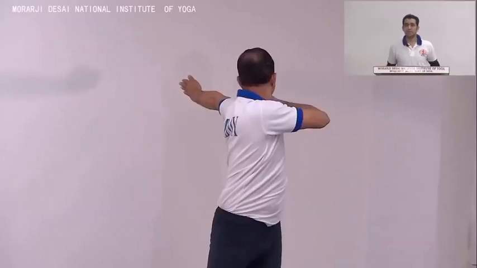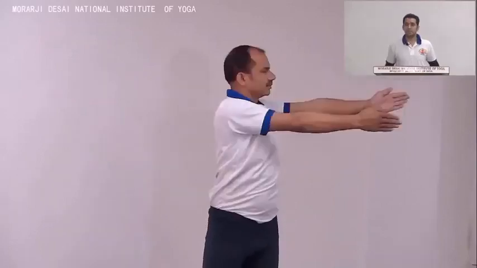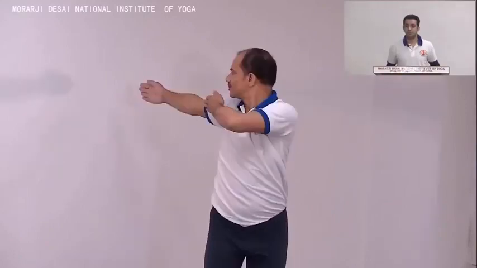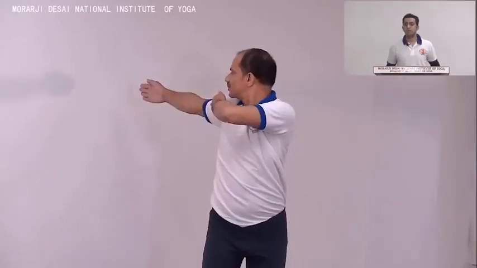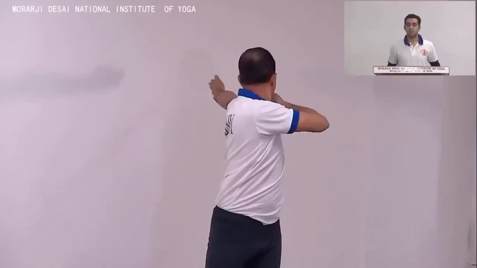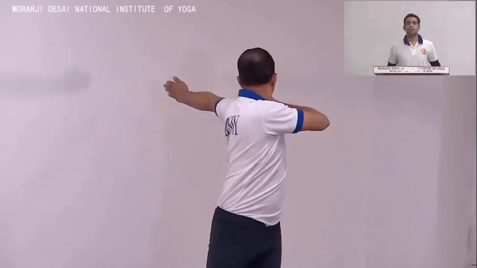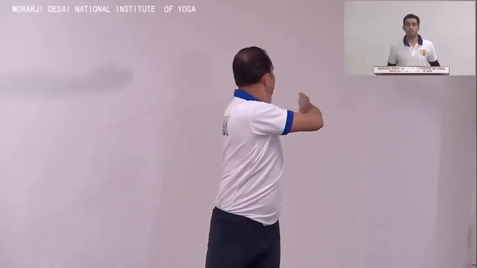Inhale, come to the center. Exhale, twist it, twist it. Inhale, come to the center. Exhale, left side. Twist more. Inhale, come to the center. Now bring your arms down. Close your legs together and feel the impact of the neck movement.